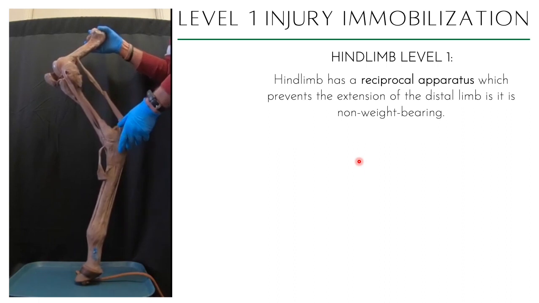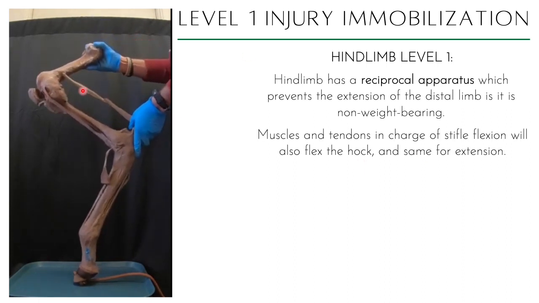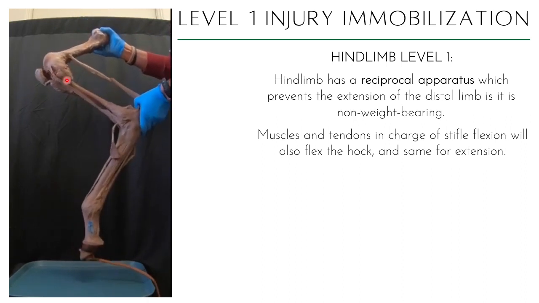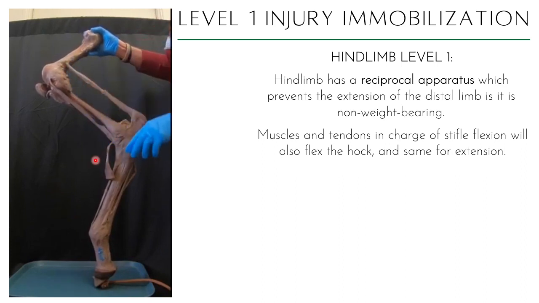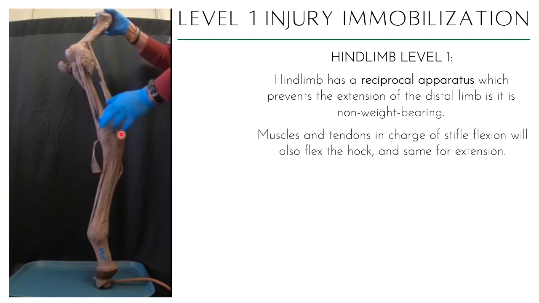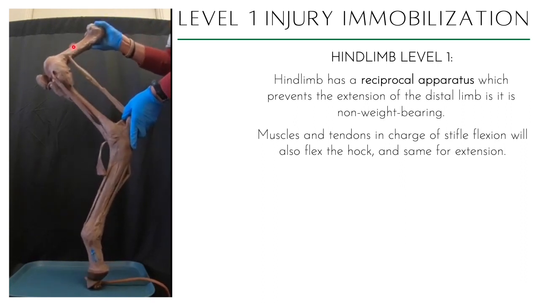So the muscles and tendons of the stifle will also flex the hock. And same for extension. So the muscles that are required to flex this joint will also flex this one. That's why it's reciprocal. Extend the stifle, you're going to extend the hock as well. And when the stifle is extended, the vastus medialis will lock in your patella to prevent it from moving.